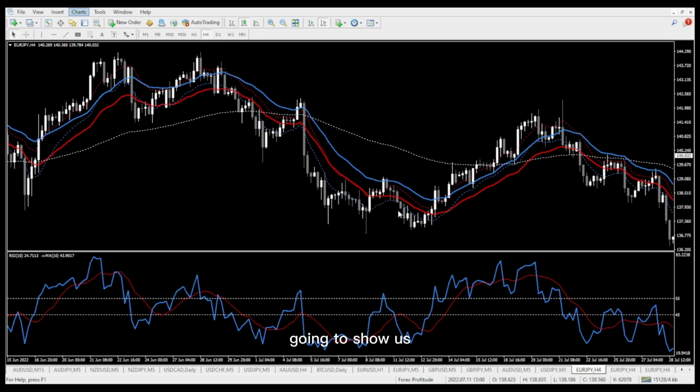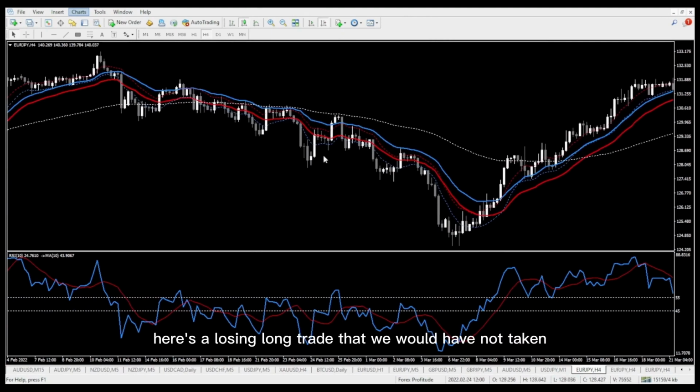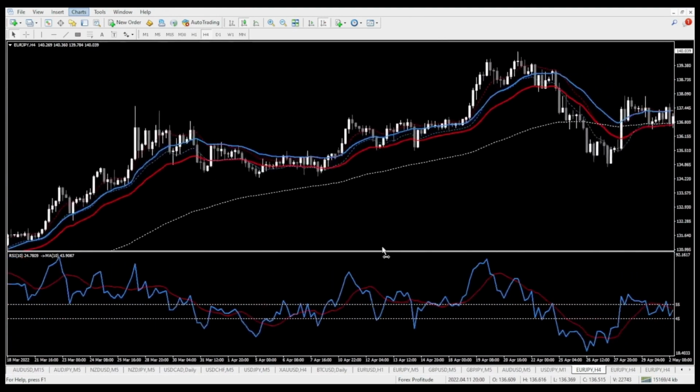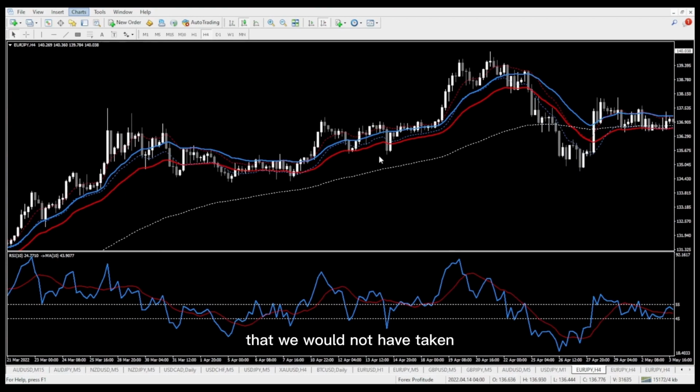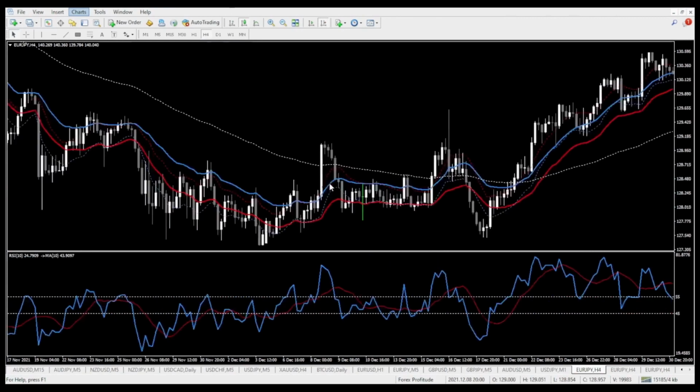And this is going to show us that that trade against the trend is not working. So we are not going to give our money to the market in hopes that it does work. We're going to trade with the trend, and we'll find lots of examples of that. Here's a losing long trade that we would not have taken if we keep the trend in mind. This would be a losing short trade that we would not have taken if we're keeping the trend in mind. And again, we've got another losing short trade that we wouldn't have taken if we keep the trend in mind.